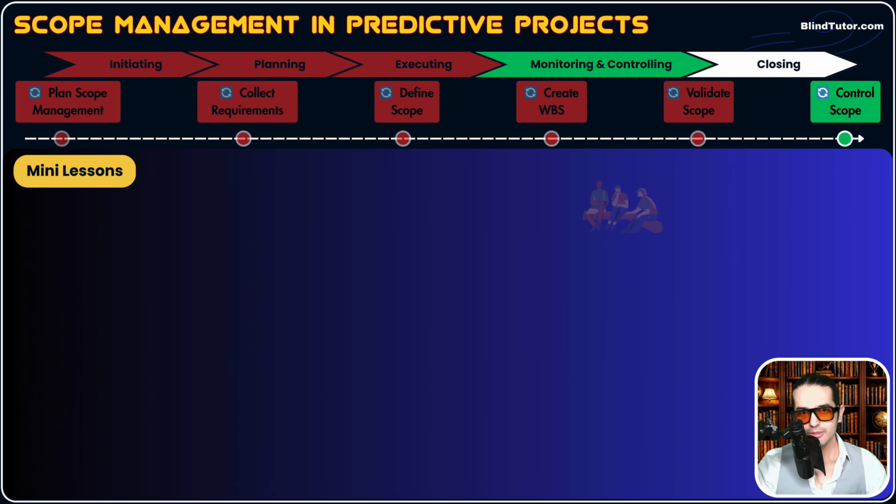Now, look up there, guys. Scope management in predictive projects. What phase? Monitoring and controlling. What process? Control scope process, the last process of scope. And here's the mini lesson, and we're going to get into the outputs of control scope.